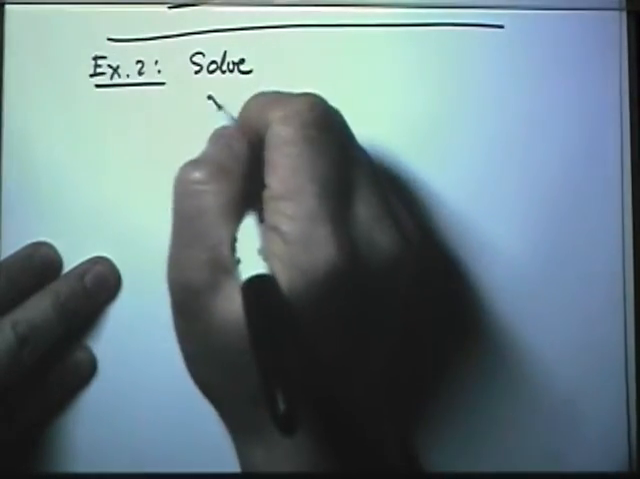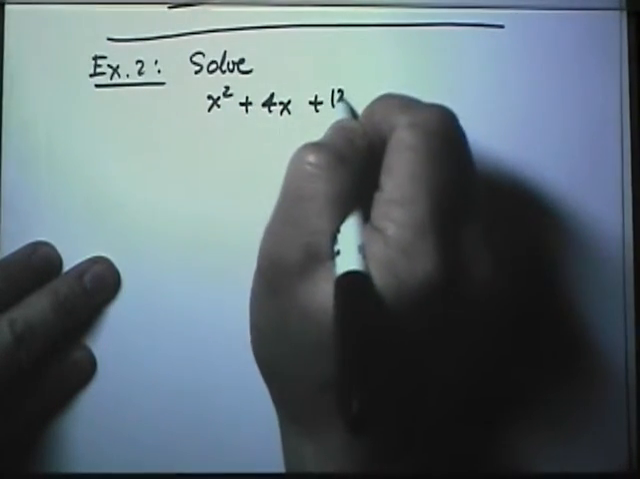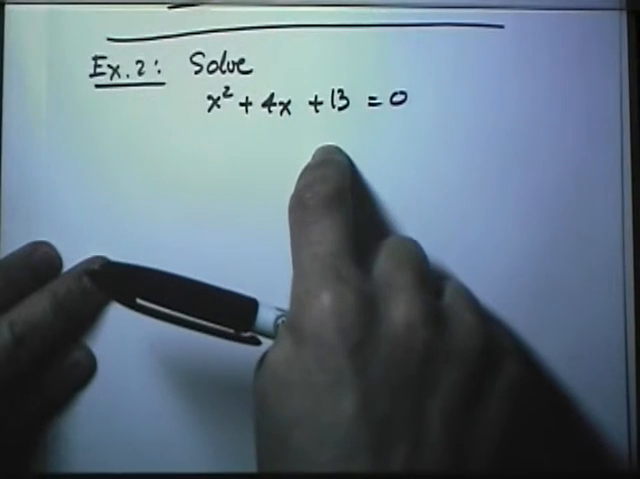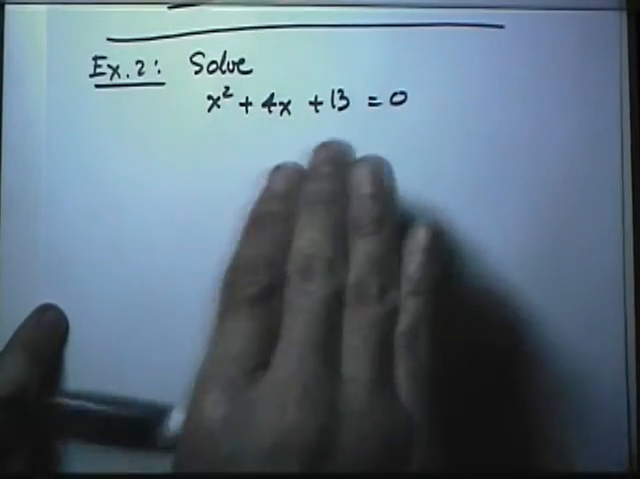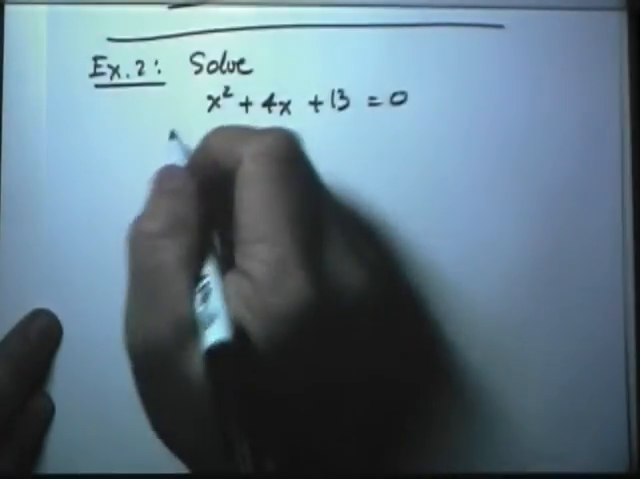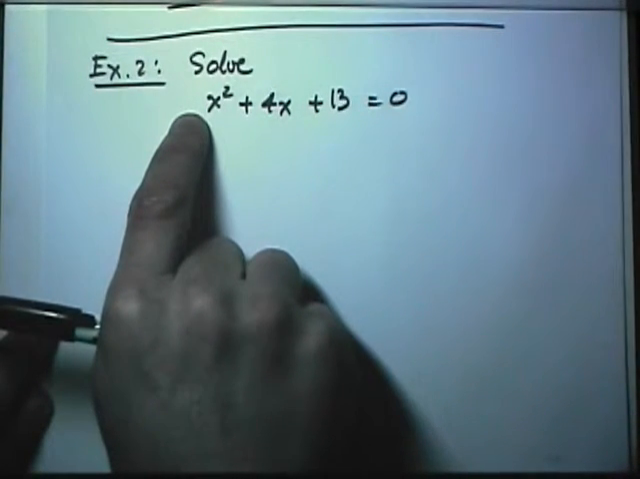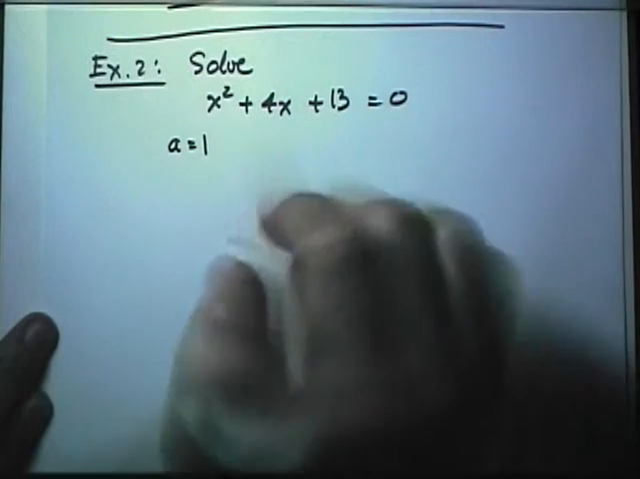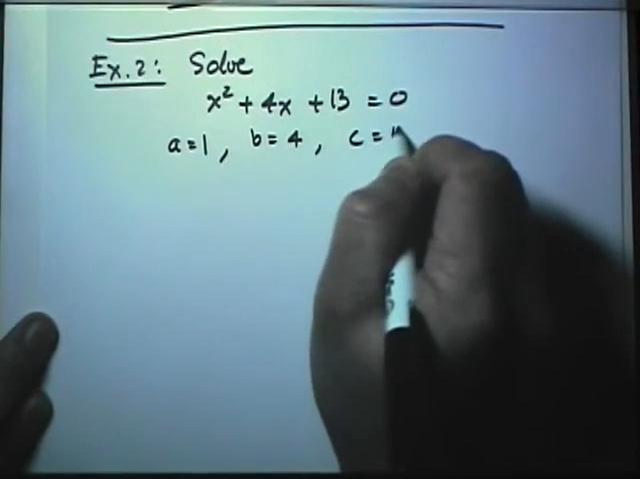This time I have x squared plus 4x plus 13. And you notice we have solved this one sometime before when we were discussing the completing the square method. But here we're solving this equation again using the quadratic formula. So my A for this problem is 1. Once again, it's the leading coefficient, the coefficient in front of the x squared. My B is plus 4, and my C is a positive 13.